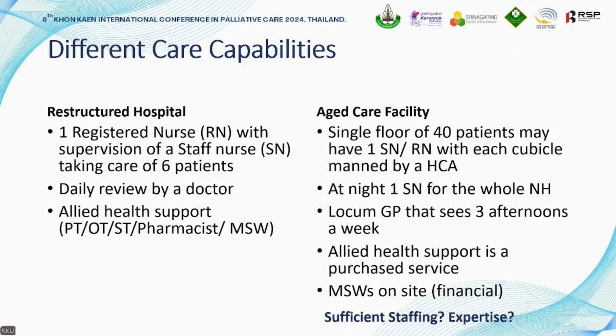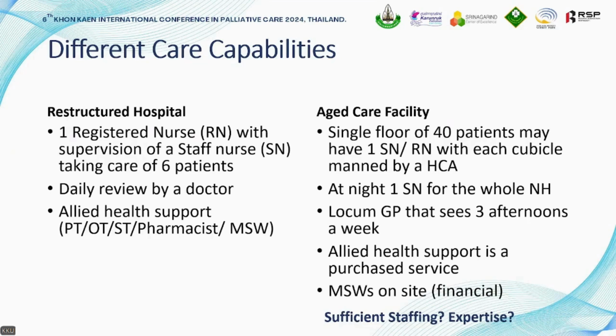And lastly is different care capabilities. This is an example from Singapore. In a restructured hospital or government hospital in Singapore, you are likely to have a nurse taking care of maybe 6 patients, with daily reviews by an attending consultant, with full support by allied health professionals: physiotherapists, occupational therapists, pharmacists, social workers. In aged care facilities, however, a single floor of 40 patients can only have 1 staff nurse taking care of them. Sometimes in an entire nursing home, there can only be 1 staff nurse at night. The 800-bedder nursing home that I'm managing also has only 2 staff nurses to take care of 800 residents at night.